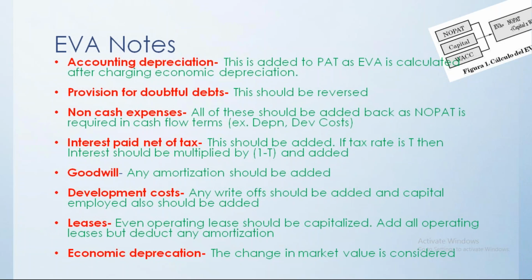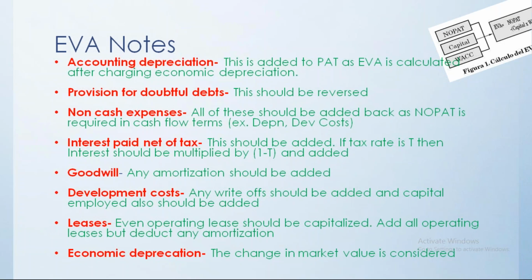Interest paid net of tax. Because interest we pay, say 100 million or 10 million, but since we are taking profit after tax, what should be added up is net of tax. So if the tax rate is 20%, 1 minus 0.2, 80% of the interest paid should be added back. Goodwill, any amortization, it's like depreciation, it should be added back.